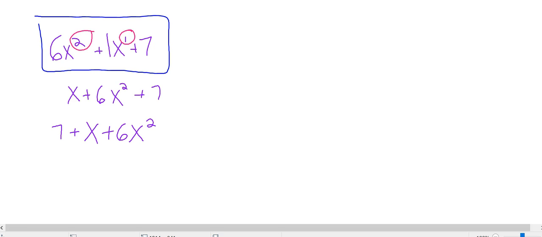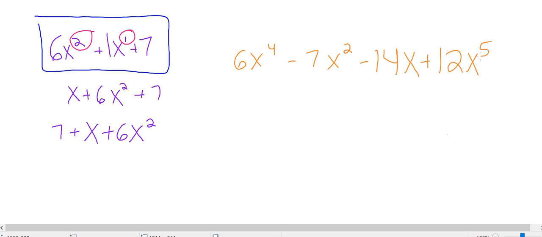So let's say we have a really long polynomial. We have 6x to the 4th minus 7x squared minus 14x plus 12x to the 5th. What's the proper way to rewrite this in standard form? It's called standard form. The proper way to rewrite this would be the term with the highest exponent first. So first we're going to do the last term that we wrote over here, which would be 12x to the 5th because it has the highest exponent.